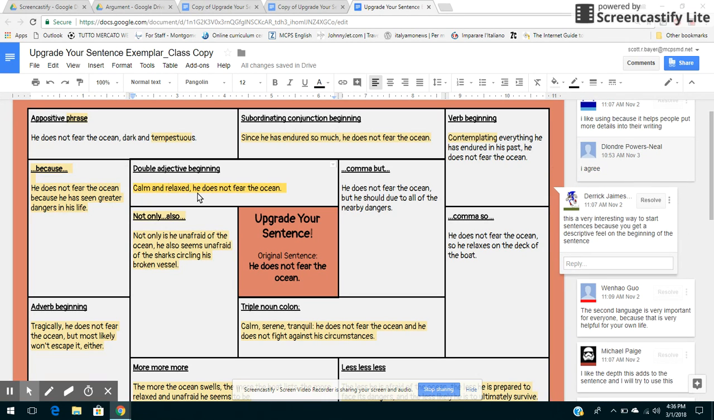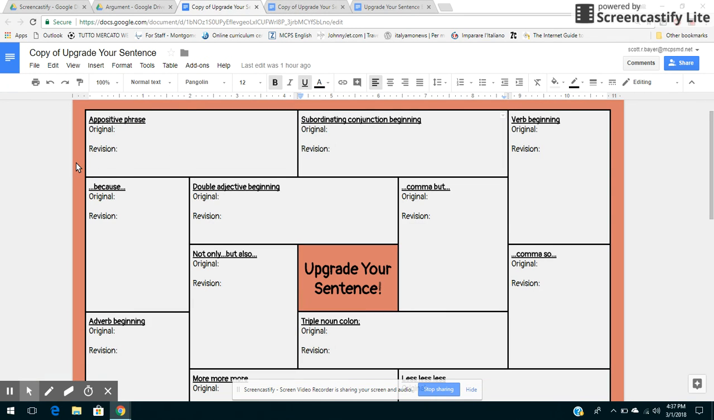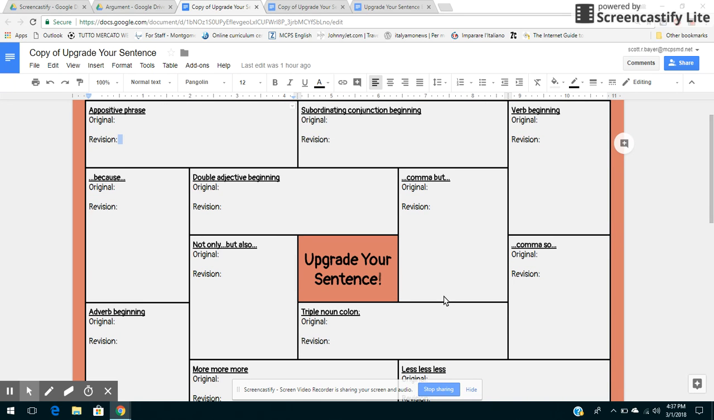And Derek said, "This is a very interesting way to start sentences because you get a descriptive feel at the beginning of the sentence," right? When you start with a double adjective. And so really just allowing them to interact with these was a really helpful way for them to process it. And then during various writing assignments, I could say, okay, you need to upgrade X number of sentences, 3. So go through and copy and paste your original, and then revise it right here so that I can see it in any of these 12 boxes, so that I know you're really engaging with revision on the sentence level.